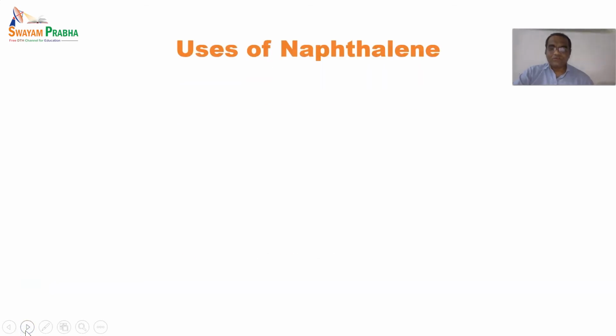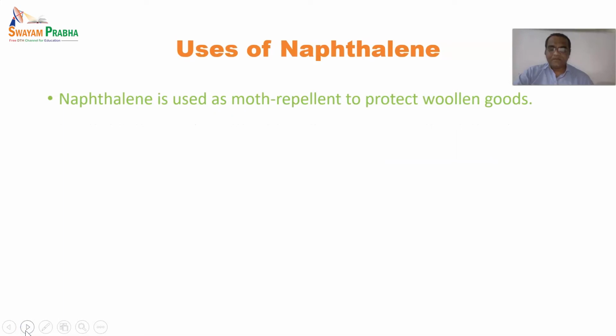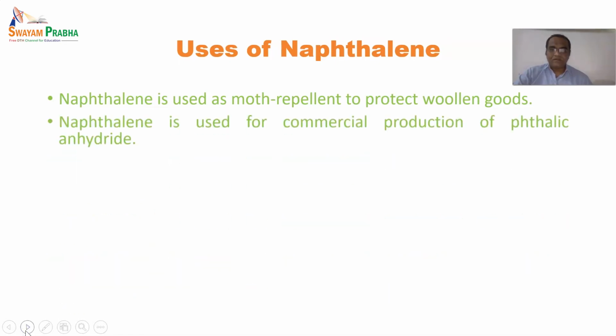Now we'll see uses of naphthalene. Everyone might know that we have moth repellents, and these moth repellents are nothing but naphthalene balls. So for daily household use, we use these naphthalene balls as a moth repellent in basins and bathrooms. Naphthalene is also used as a moth repellent to protect woolen goods. Naphthalene is used for commercial production of phthalic anhydride.